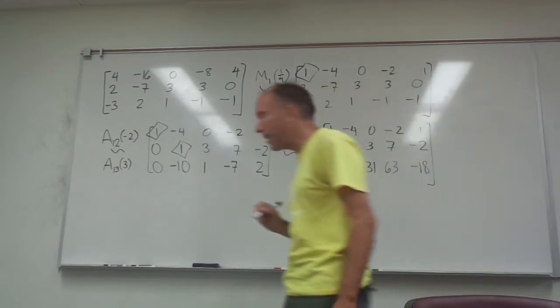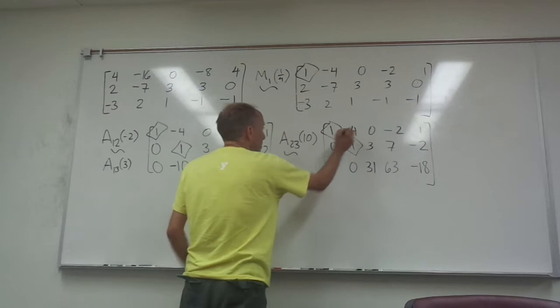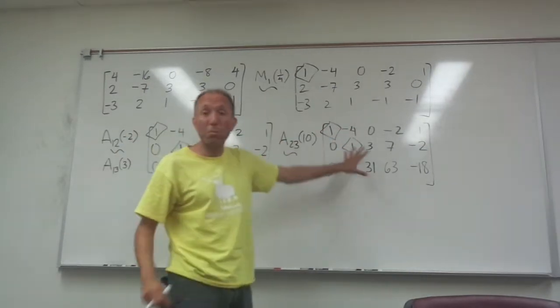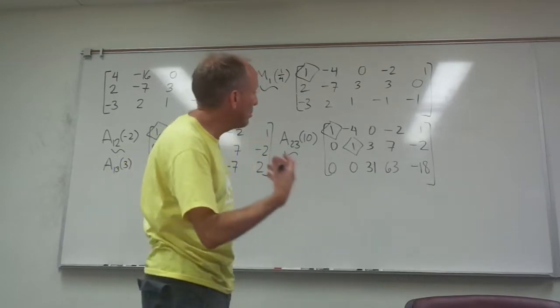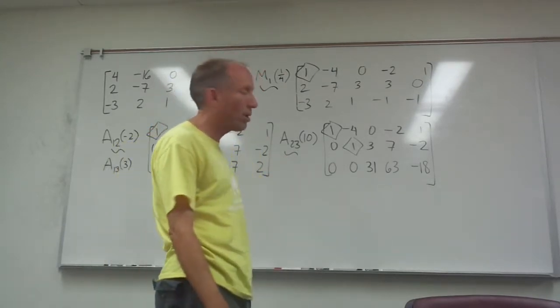So that's 10 times the second row added to the third row. I like to put diamonds around my pivots. You're probably noticing that already. This is a very good practice. That keeps you informed about where your pivots are and what you're trying to accomplish.